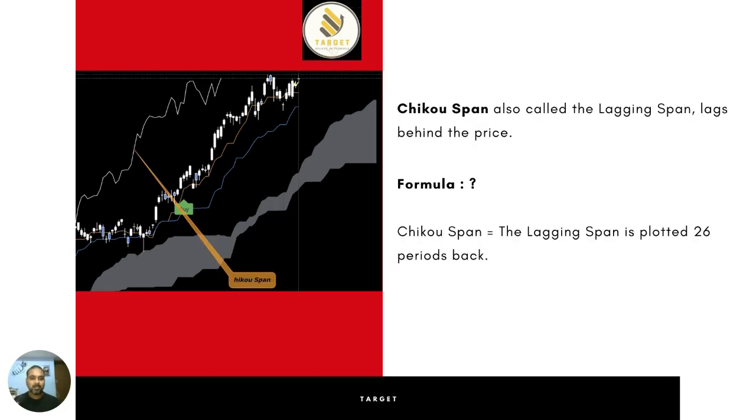The third component is the Chikou span. If you take a look at the chart here, the Chikou span stands out, right? So that's the Chikou span. It's also called the lagging span. The Chikou span is formed by taking the current price and shifting it back 26 periods to the left.